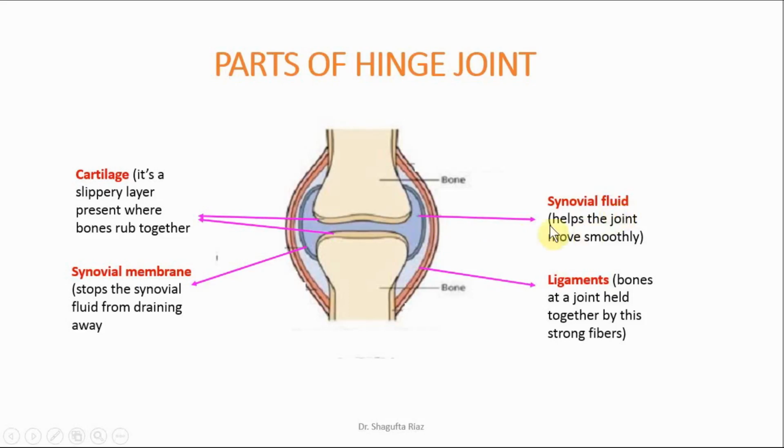Between this joint there is a fluid which is known as synovial fluid. This fluid helps the joint move smoothly. You can see this slightly purple area. This is the synovial fluid which runs between these two bones and allows us to move very smoothly. And to keep this fluid intact, there is the synovial membrane, this layer and this layer. This is the synovial membrane, and this membrane stops the synovial fluid from draining away.